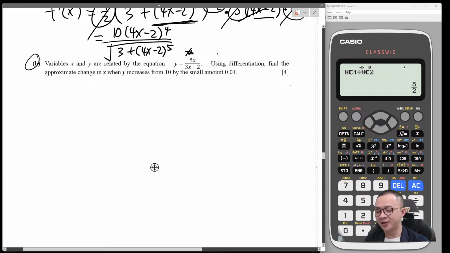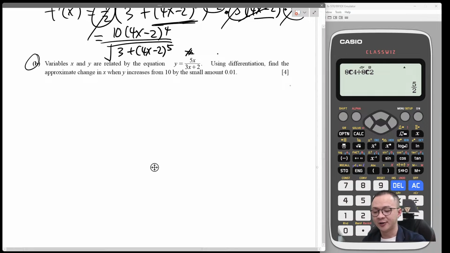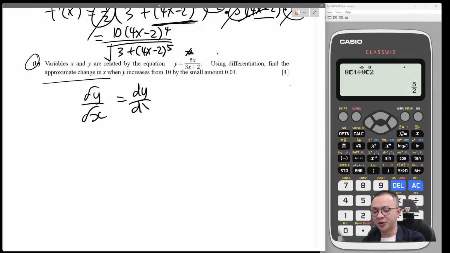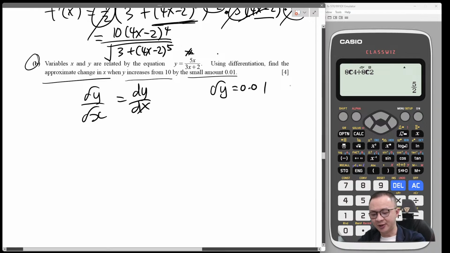B. Using the differentiation, find the approximate change in x. So you see approximate change in x, you should know this is a small change question. You should know about this formula: change of y over change of x equals to dy dx. Whenever you want to find any approximate change, this is what we will do. Change in y is increased from 10 by small amount 0.01. So I think change of y is 0.01.